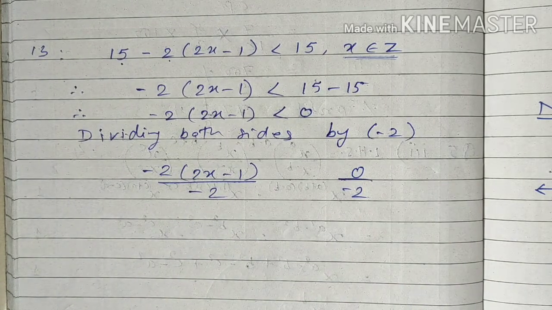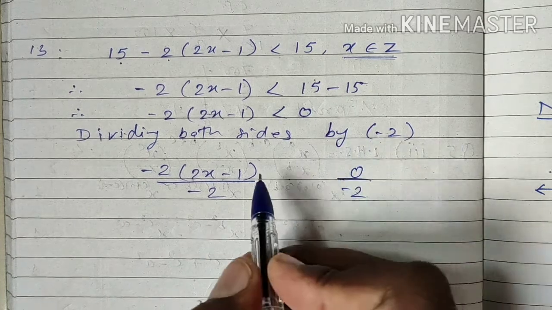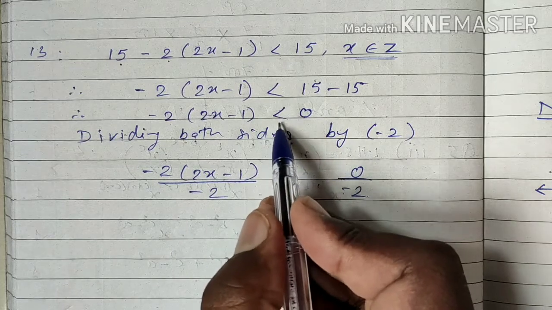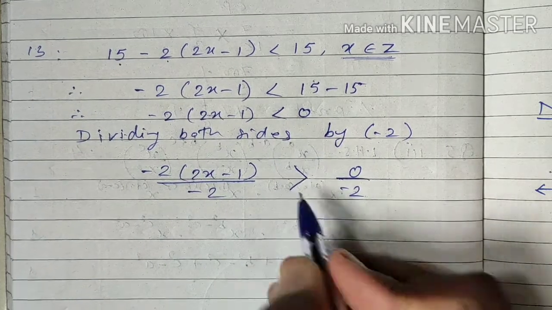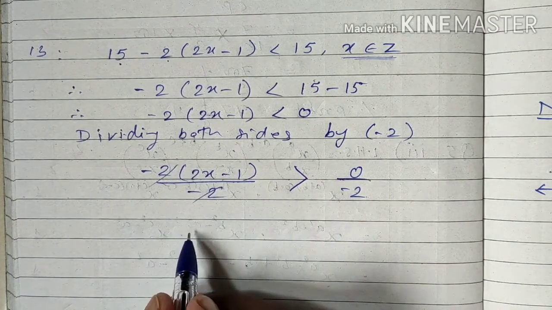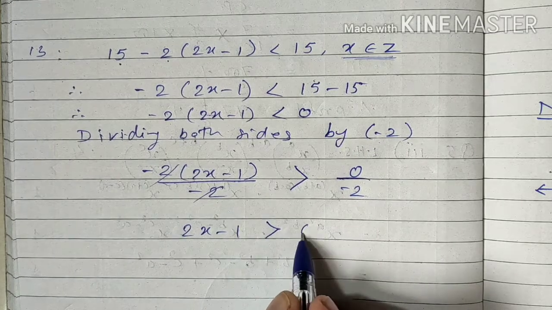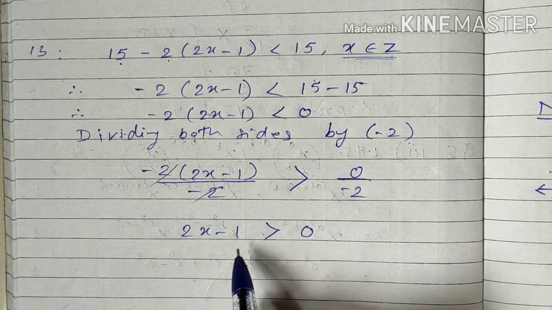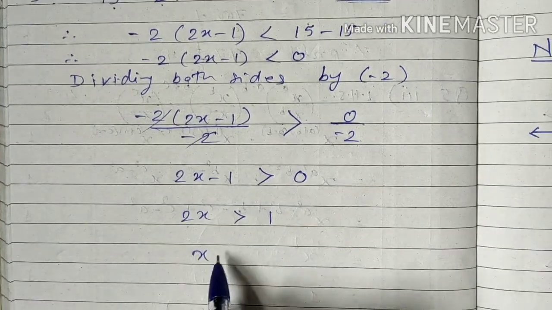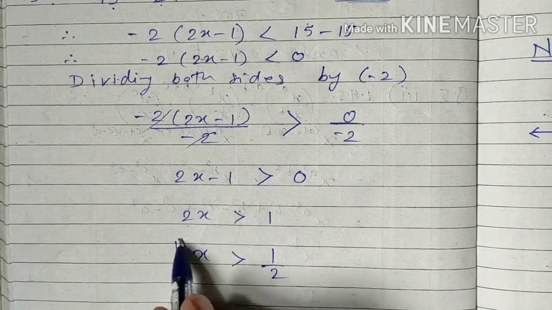And if you remember in the previous videos, we have learned that whenever we are multiplying or dividing both sides with a negative number, the inequation sign gets reversed. So if it is less than, now it will become greater than. Understood this change? So minus 2 and minus 2 can be cancelled. It is 2x minus 1 is greater than 0. 0 divided by anything is 0. Minus 1 going that side will become plus 1. x is greater than 1 upon 2.